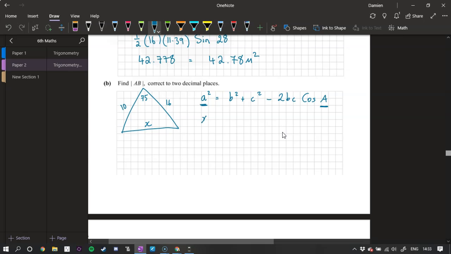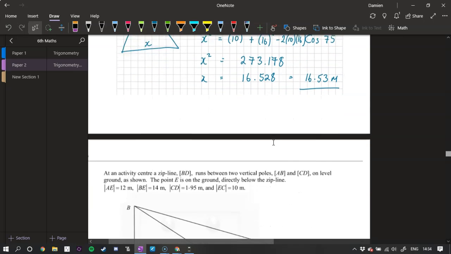So we've got x squared equals, and I'm putting in x there because we're going to have the cos of 75, because that's our angle. It's going to be 10 squared plus 16 squared minus 2 times 10 times 16, cos 75. All of this can be fired into the calculator and you end up getting 273.178. So x is equal to the square root of that, which is going to give us 16.528. Round it to 2 decimal places, 16.53 meters. So that finishes that one.